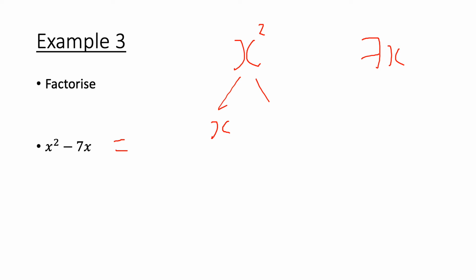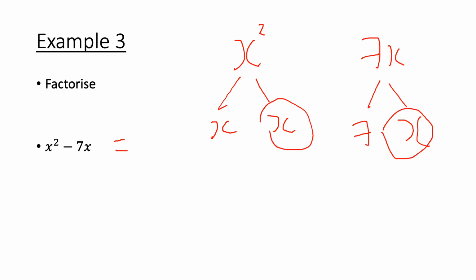To make x squared is x times x, and to make 7x is 7x. So what is common in both? Well, x is common in both, so x is my biggest factor. So it's going to be x and then x minus 7. What is remaining is x minus 7. X times x is x squared, and then x times minus 7 is minus 7x.